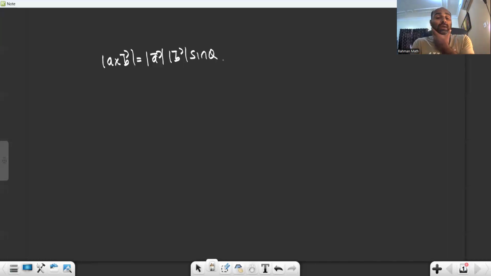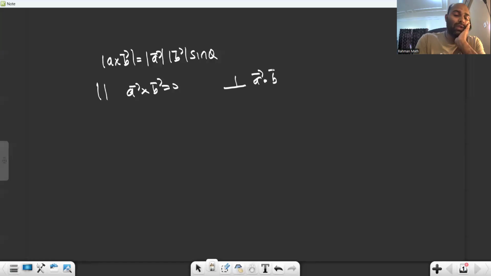If two vectors are parallel, A cross B equals 0. This is the parallel condition. If two vectors are perpendicular, A dot B equals 0. Even yesterday a lot of questions we did, and those who attended know. And another thing you should know.